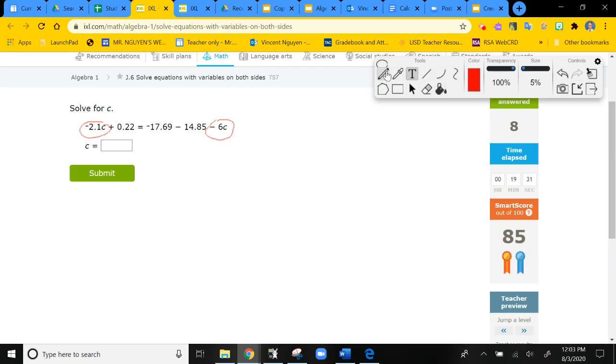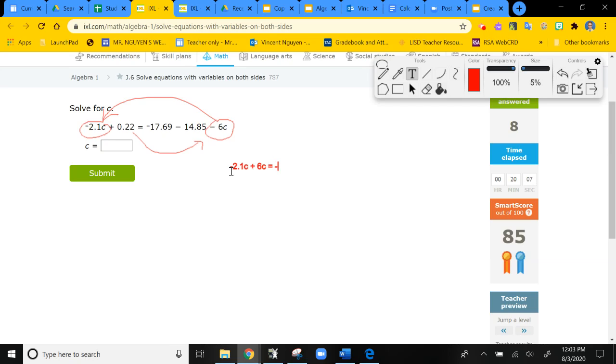And then let's work on the numbers. If all the c's are moving over here, then this 0.22 needs to move back over here because they cannot be on the same side. The numbers and the variables have to be on opposite sides in order for us to solve. So let me type in what my plans are. Negative 2.1c add 6c, right? Because we're moving that and we do the opposite. And then the equal sign.